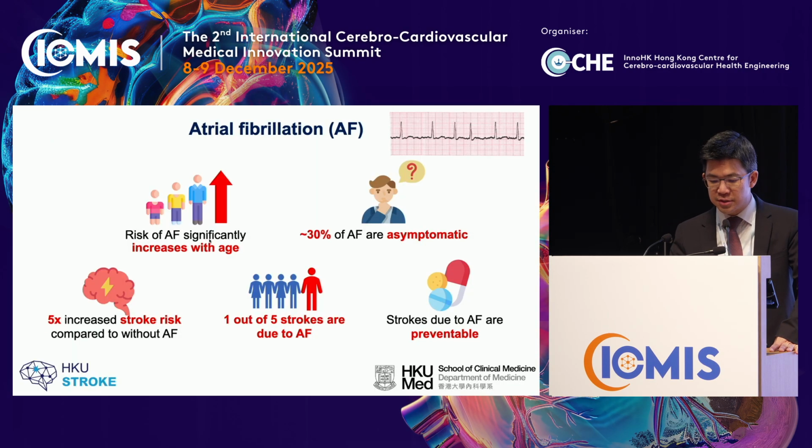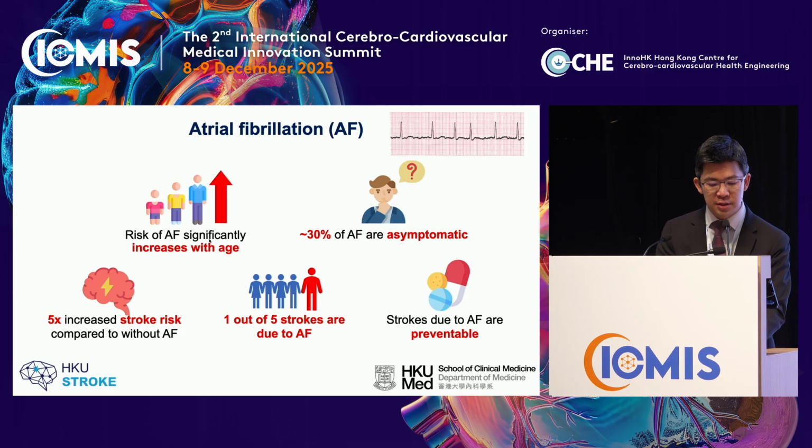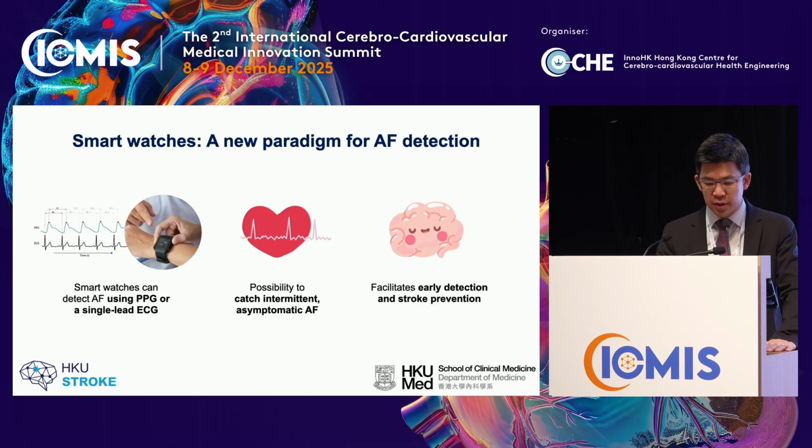Another important risk factor is atrial fibrillation, where one has an irregular heartbeat, and that also increases the risk of stroke. The risk increases with age, and many cases are asymptomatic, but for those who have AF, the stroke risk is 5 times compared to those without AF. And a lot of these strokes are preventable with the use of direct oral anticoagulants and so on.